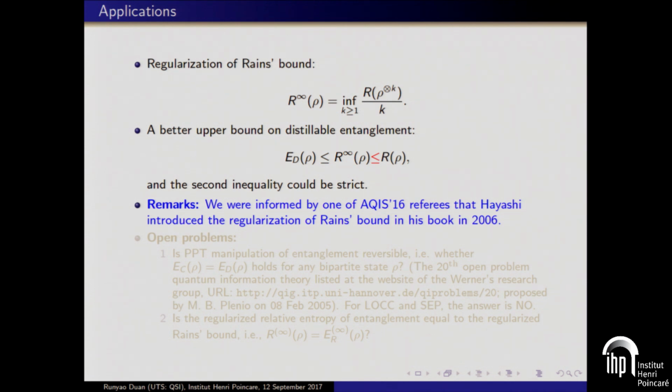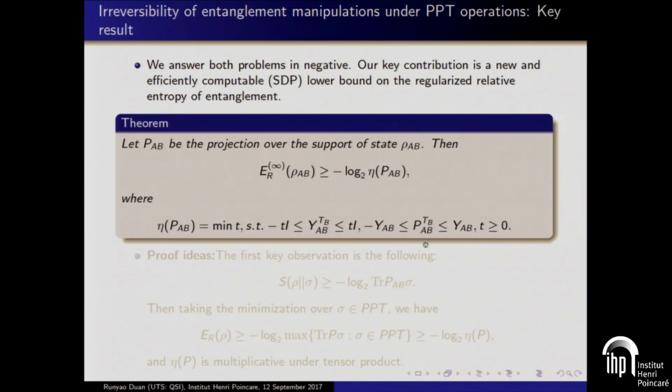And another question is: is the regularization of relative entropy of entanglement equal to the regularization of the response? Because we already proved that the response is not equal to the regularization of the relative entropy. But how about if we take the regularization of this response? Do we have the regularization of response equal to the regularization of the relative entropy? So these are two open problems. And actually the answer to both is negative. The answer is no.